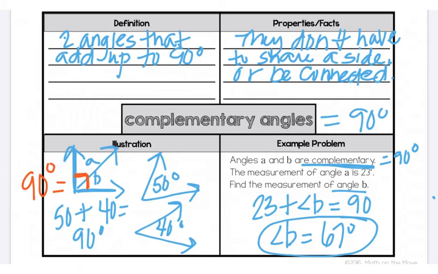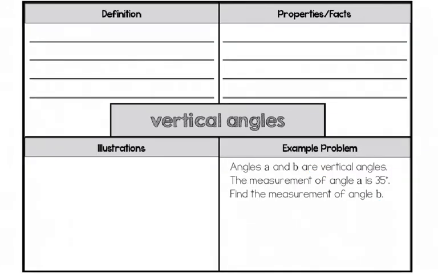And those are complementary angles. So the big thing with complementary angles, they are going to equal 90 degrees. All right, guys, so the next type of angle that we're going to look at is vertical angles.